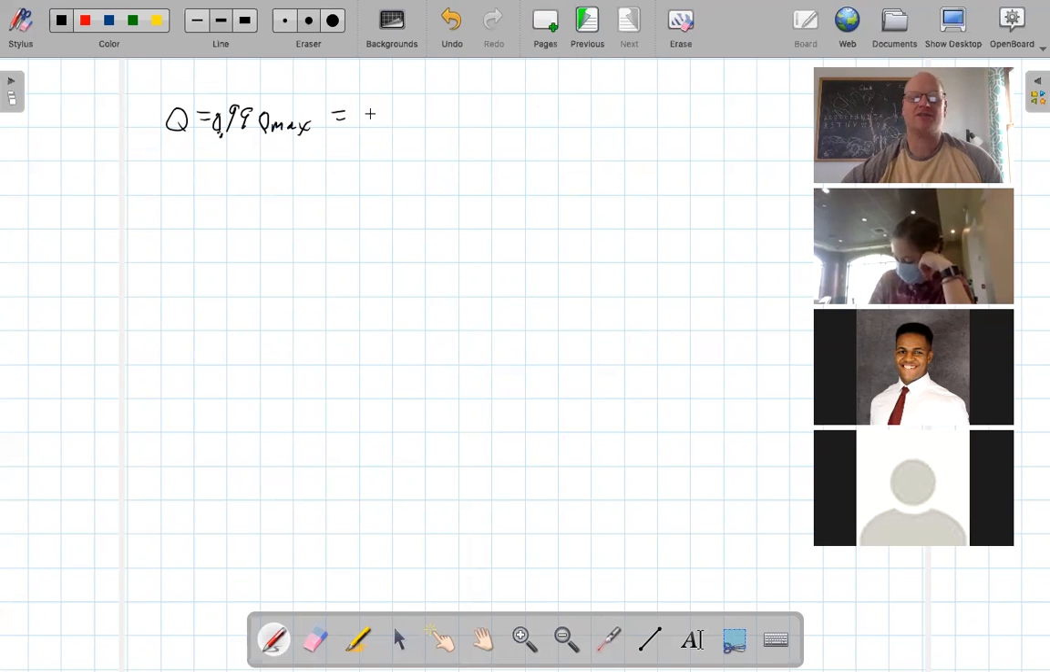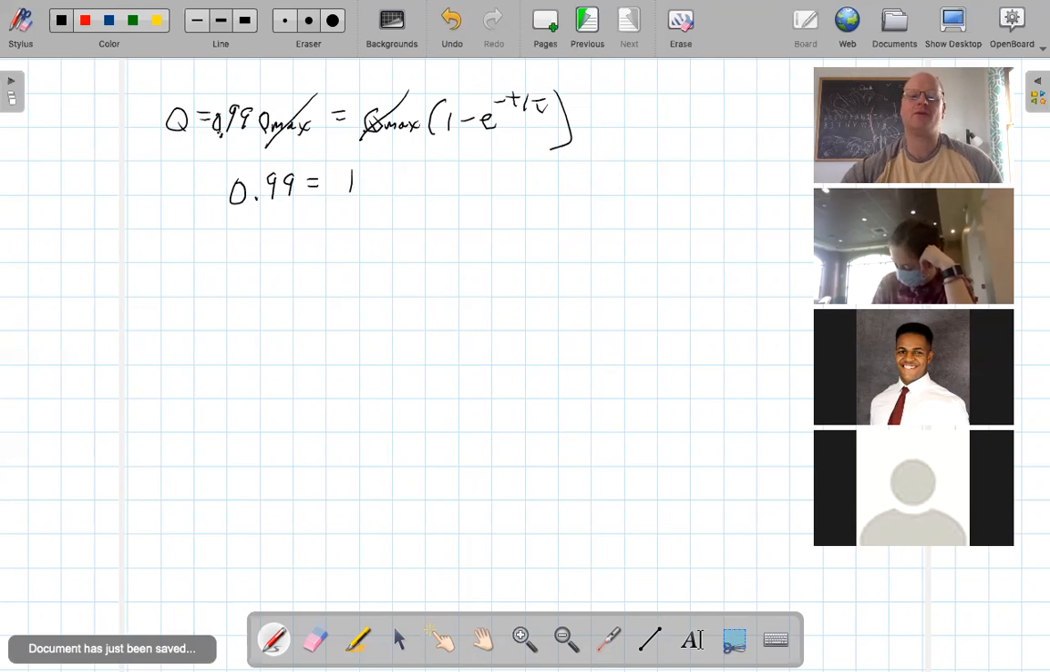Well, we know the charge is related to time by Q max, because that's C times E, times 1 minus E to the minus t divided by tau. Since the charge in this case is going to be 99% of Q max, it has to equal Q max times 1 minus E to the minus t divided by tau. So the Q max cancels, so we don't actually care what Q max is. So we get 0.99 must be equal to 1 minus E to the minus t divided by tau.